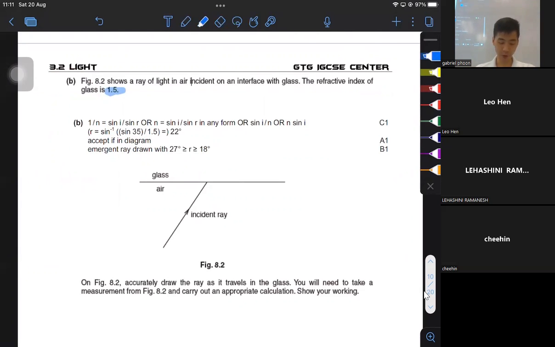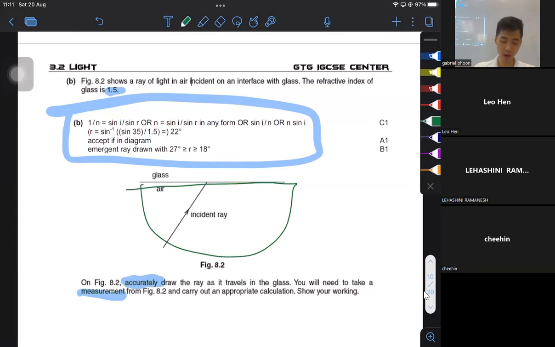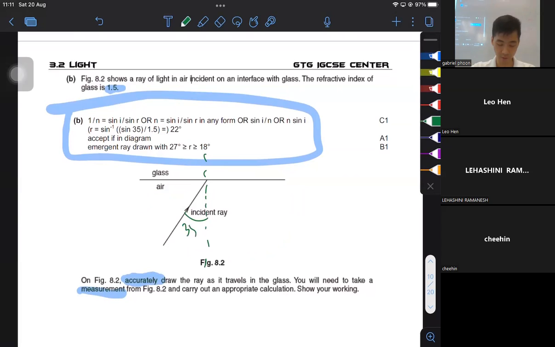Then after that, on figure, this is not in your book, by the way. Is it in your? It's not in your book, right? Yeah. On figure 8.2, accurately draw, the word accurately draw the rays as it travels in the glass. You may need to take measurements from 8.2 and carry out the appropriate calculation. Show your working. Guys, you should have used the protractor, right? And what you need to do is place the protractor here, and measure what this angle is, which most likely will be somewhere around 35 degrees, I assume, if you did the calculation, right? You're supposed to get an angle of somewhere around here of 35 degrees.